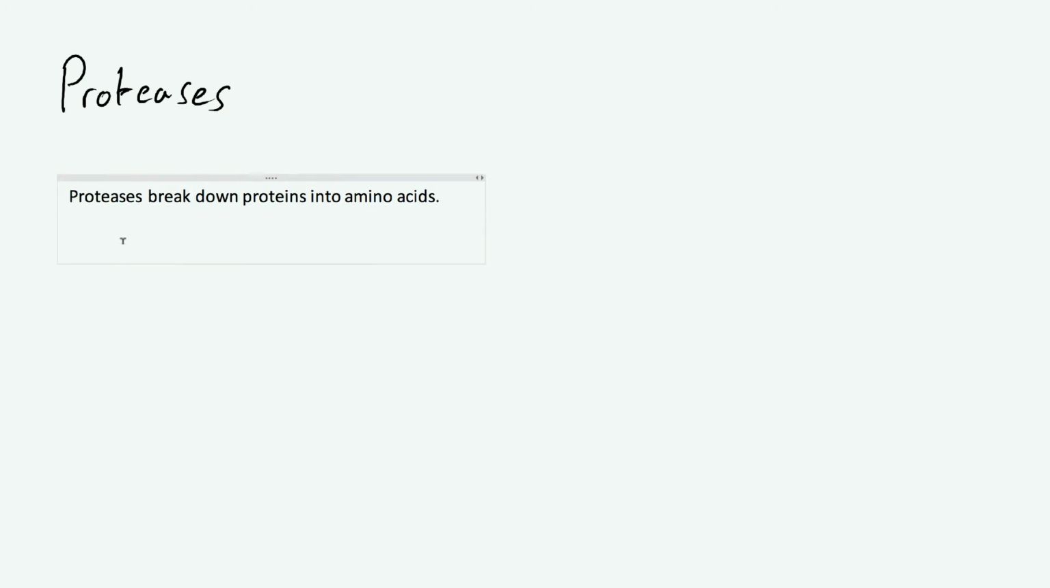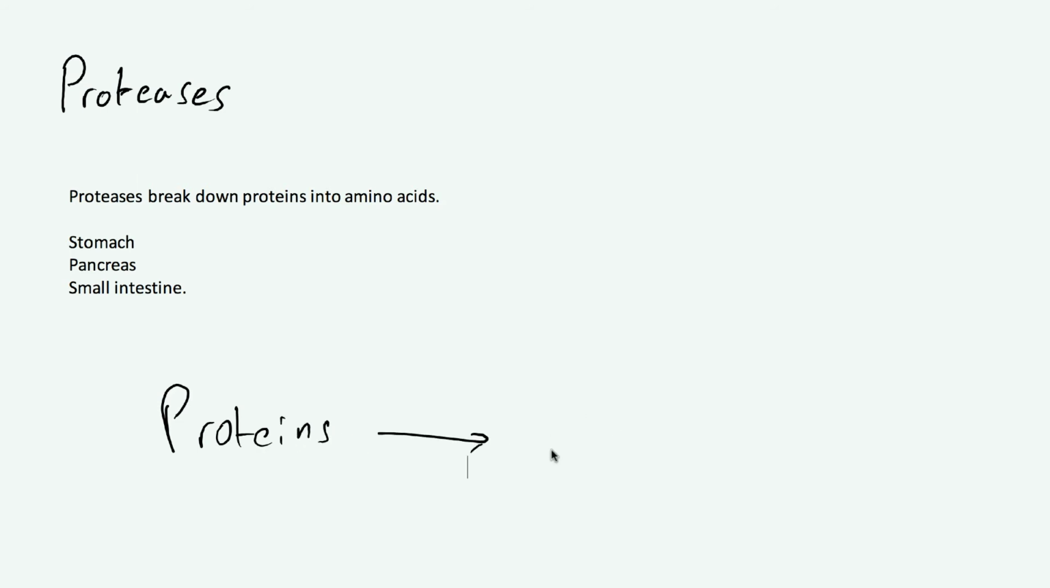Now, proteases are made in three places as well. They are made in the stomach, they are made in the pancreas, and the small intestine. Okay, I'll just give you a quick summary as we did before. Proteins are turned into amino acids.